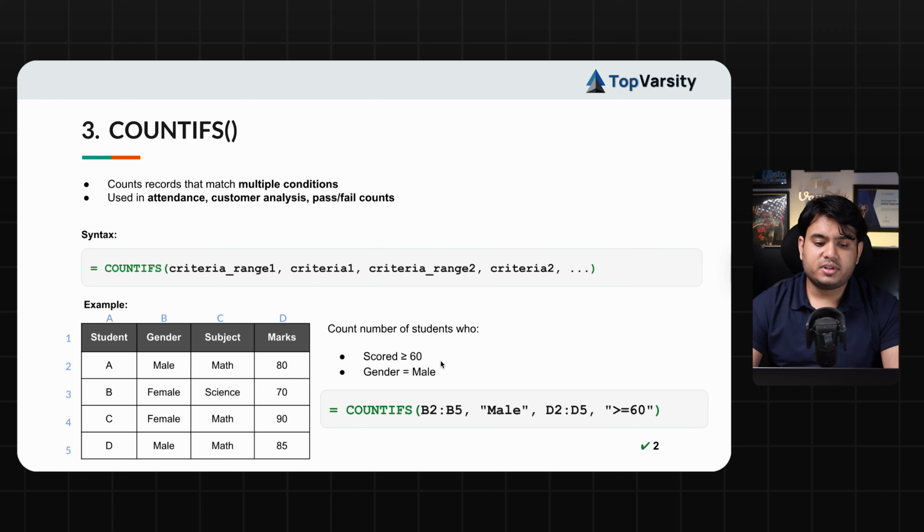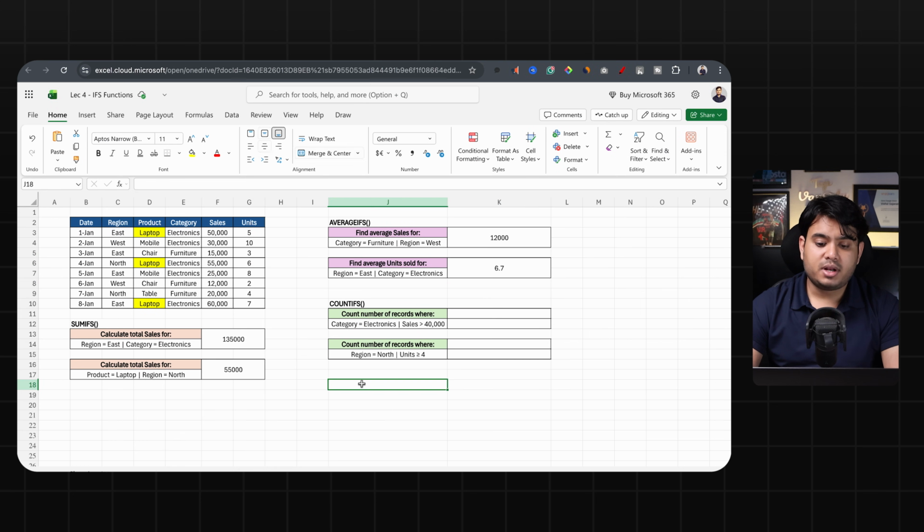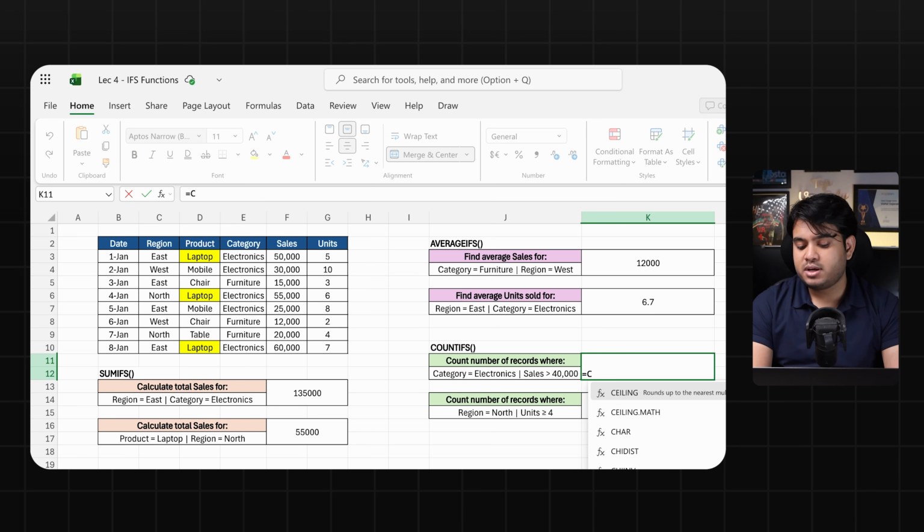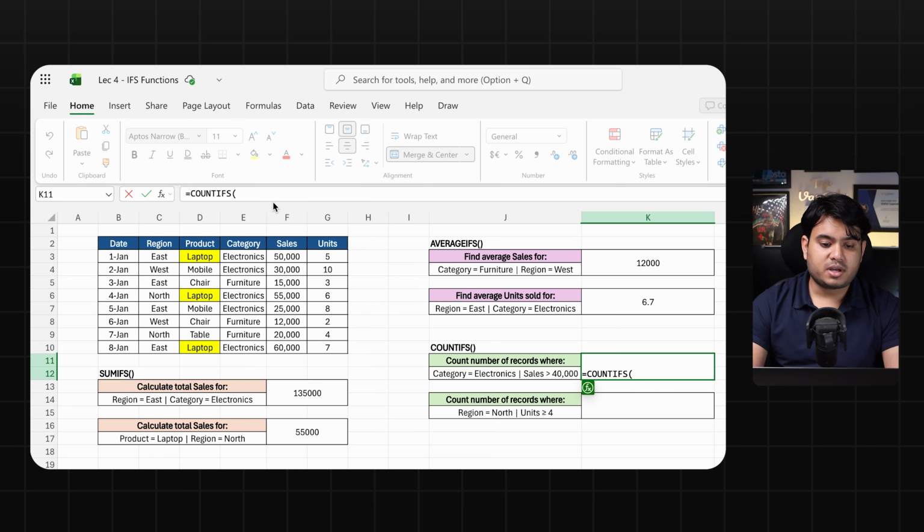Now we'll solve everything with the help of our example, where I have a table and these are our questions. First, count the number of records where category is equal to electronics and sales should be greater than 40,000. So I'm writing here, our formula will be COUNTIFS.